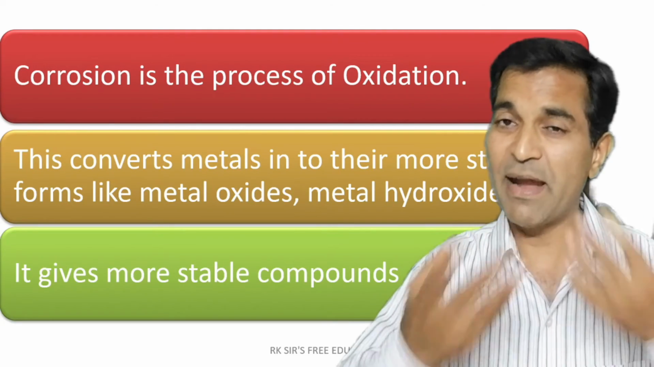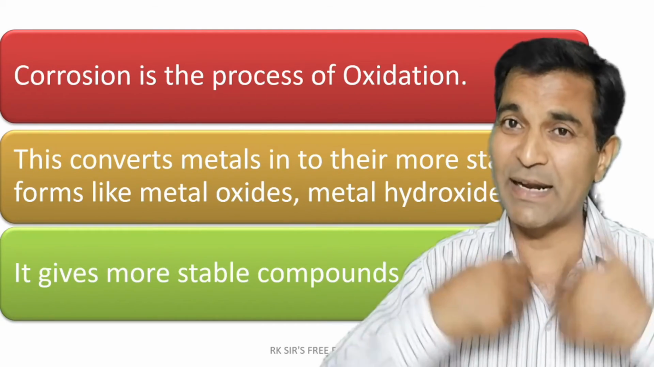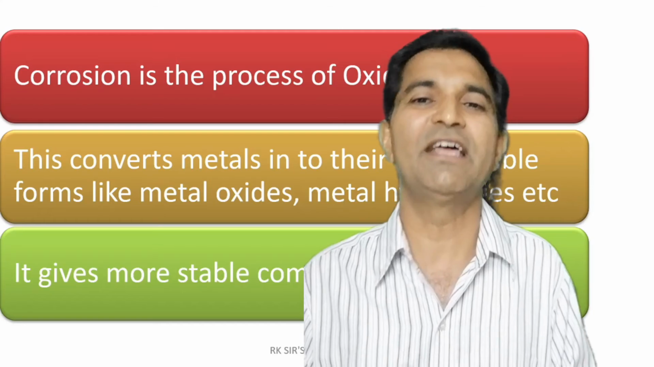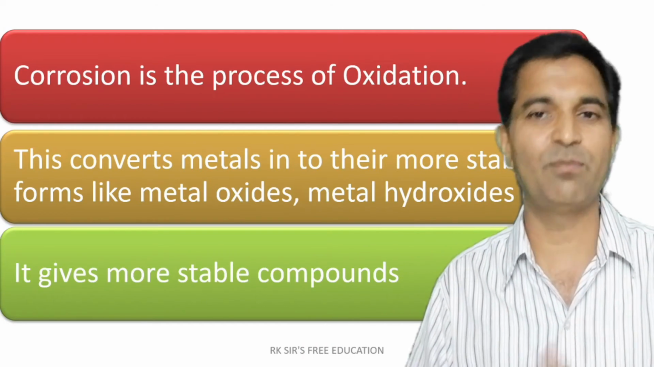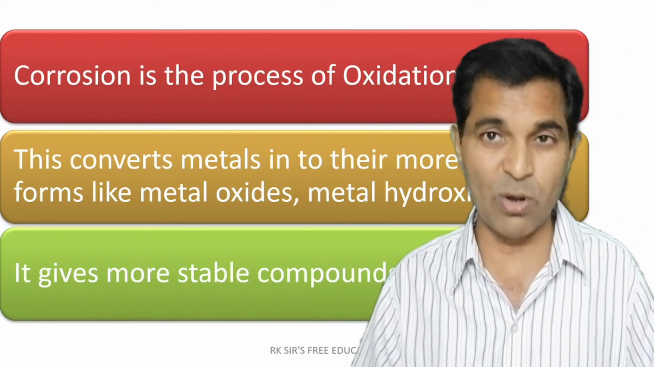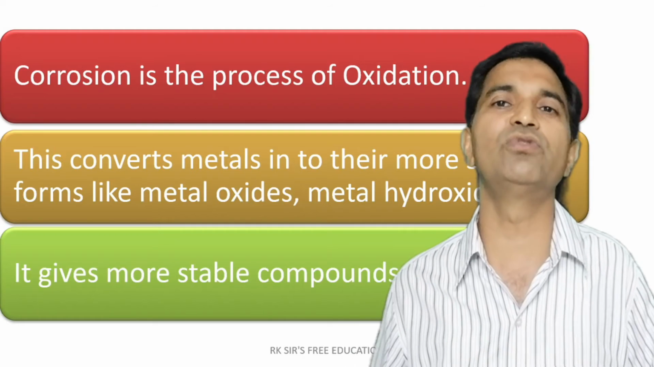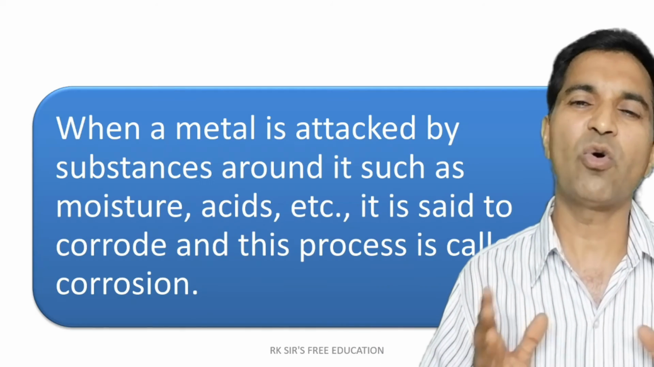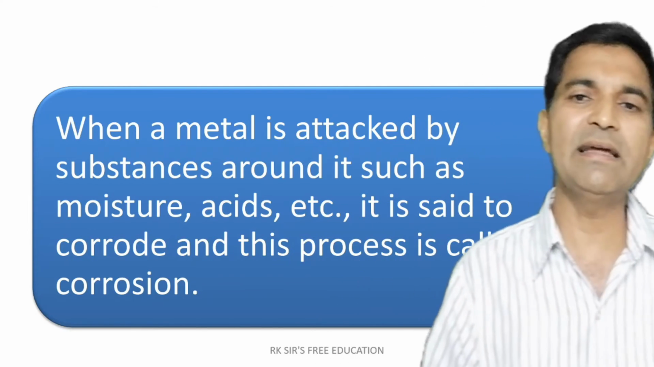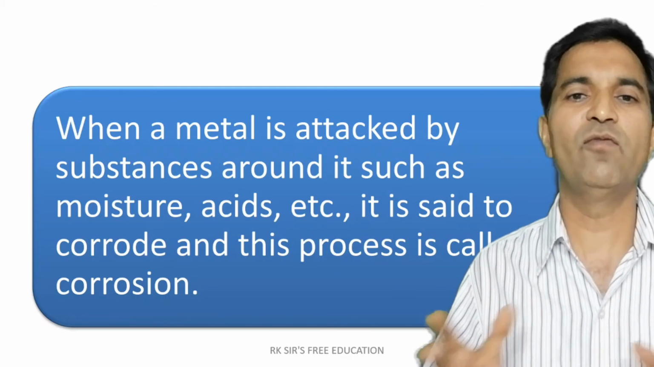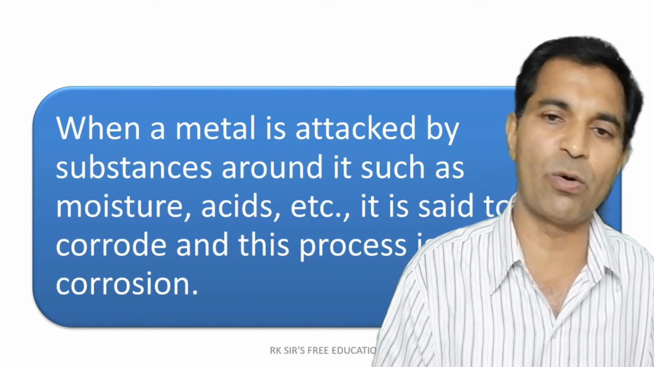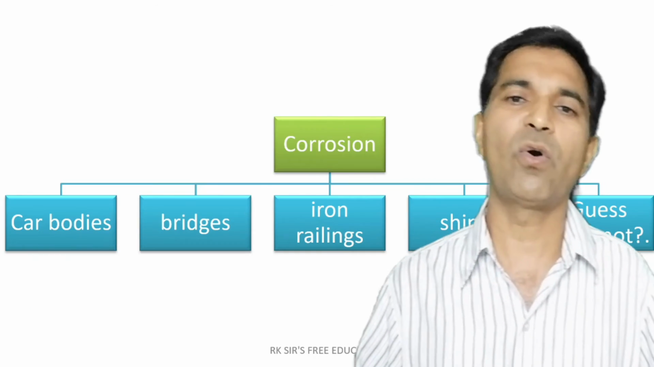Our body is also getting oxidized day by day. We are also getting rusted because we are taking oxygen, isn't it? So this converts metal into more stable states to form metal oxide, metal hydroxide, for example, ferrous oxide, ferrous hydroxide, etc. It gives more stable compounds, no doubt, but they are not useful to human life. They actually cost a lot because we will have to replace these worn out parts. So when a metal is attacked by substances around it, for example moisture, acid, etc., in the presence of oxygen, we say the material has been corroded, and this process is known as corrosion.